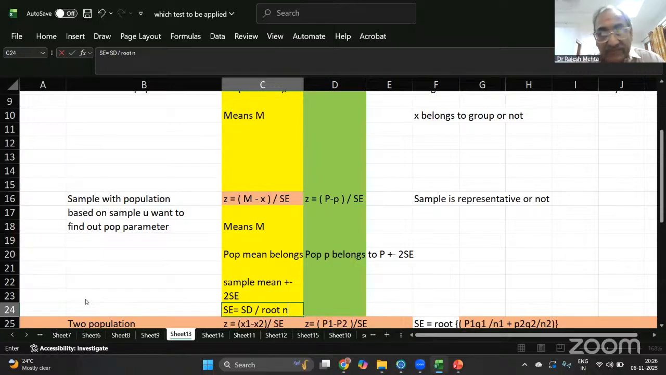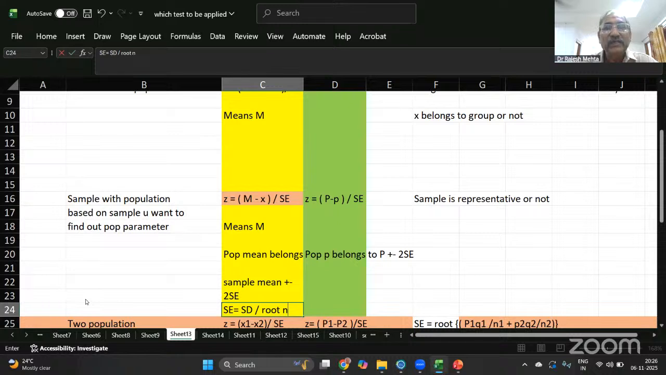But the reverse way, if you want to find out whether the sample is representative of the population or not, whether the sample represents a population or not, then you need to find out Z. Z measures the distance between population mean and sample mean, or population proportion and sample proportion. It depends on which data you are looking at. And this Z, if it is more than 2, the probability that it occurred by chance is less than 0.05, and you can say that this is significant.